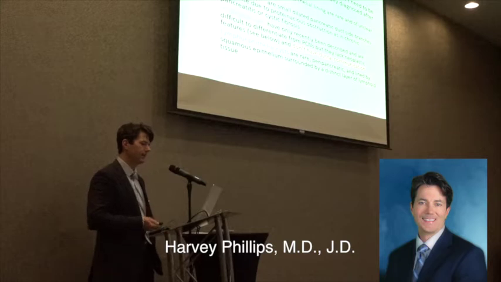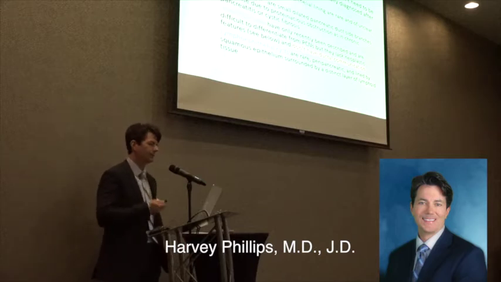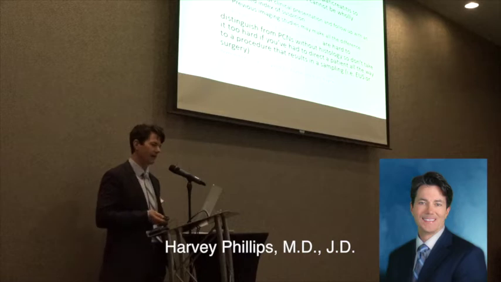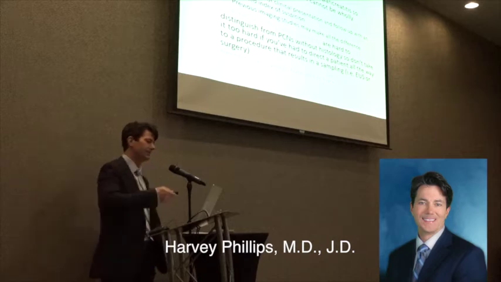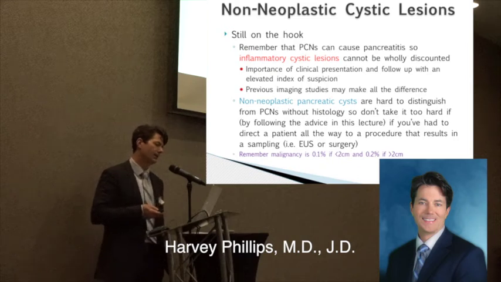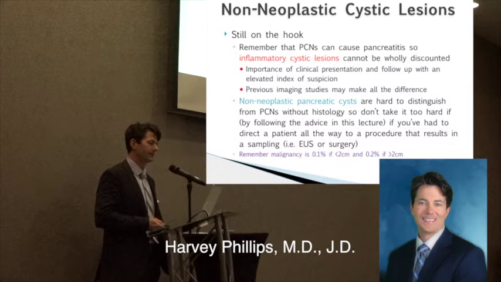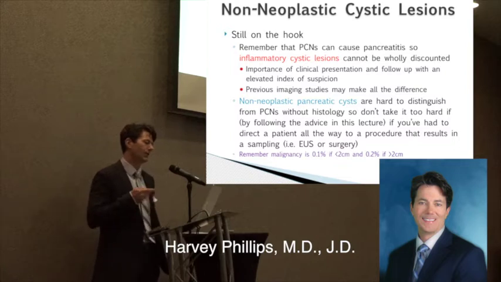Lymphoepithelial cysts are rare, peripancreatic, lined with squamous epithelium. They have a distinct layer of lymphoid tissue around it, and so on. In the final analysis, these things are going to wind up coming out in the wash because of something you did to sample them. But you're still on the hook because pancreatic cystic neoplasias can cause pancreatitis. So an inflammatory cystic lesion cannot wholly be discounted.